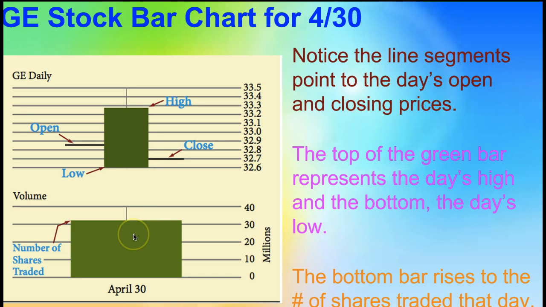Below here we have the volume, the number of shares traded that day. It starts out at 0 and then it rises depending upon how many shares were traded back and forth throughout the day. And it looks like there were just over 30 million shares traded for the GE stock on April 30th.